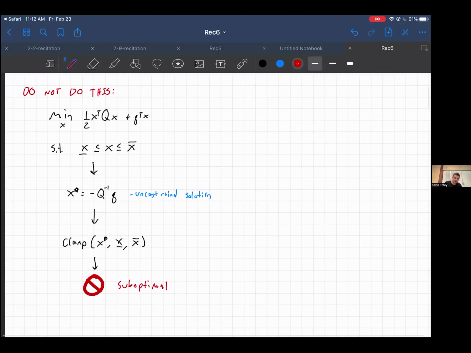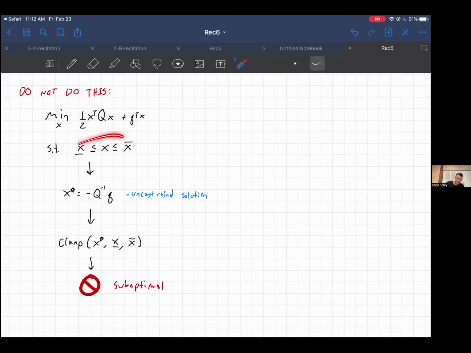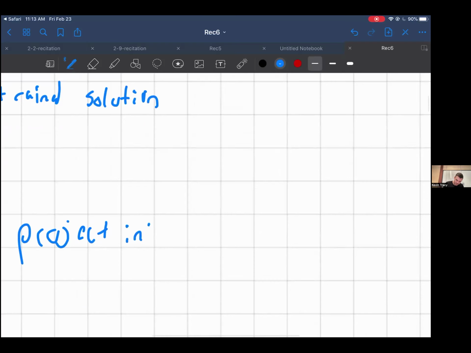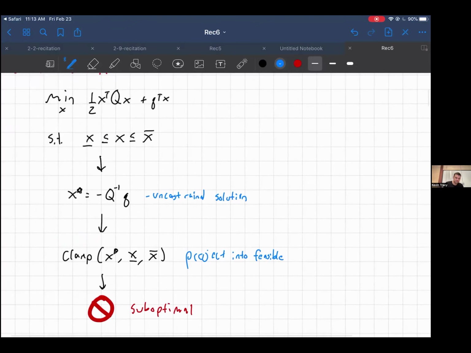So if I have a problem and I have some constraints that are very easy to project, doesn't matter. Don't do that. If you have constraints in your problem, you must actually reason about them in the problem itself. You cannot solve the unconstrained problem and then project this thing into feasible. You cannot do this. This does not work.